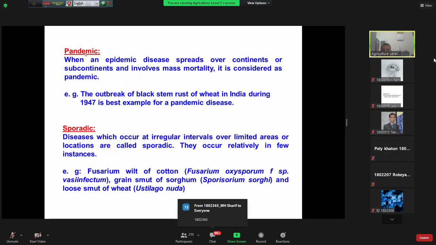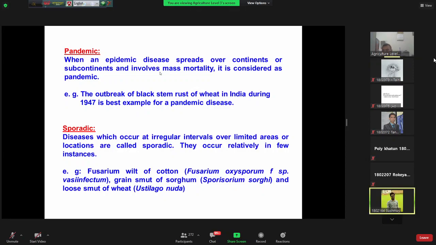You see here pandemic, that is very important. And coronavirus, the COVID-19 pandemic, we call it pandemic. Why? If you see the definition, when an epidemic disease spreads over continents or subcontinents and involves mass mortality, it is a pandemic.